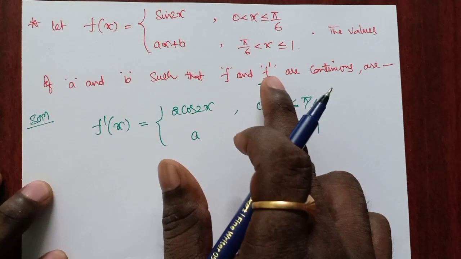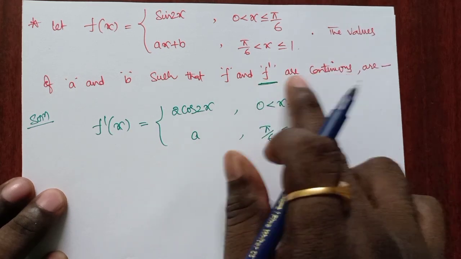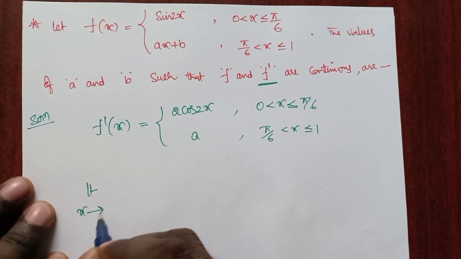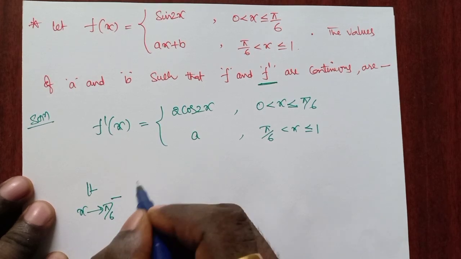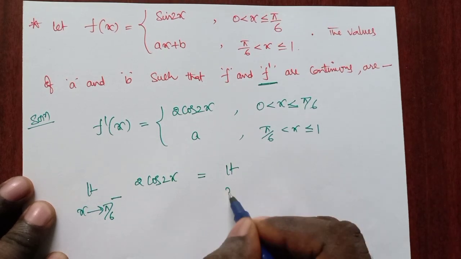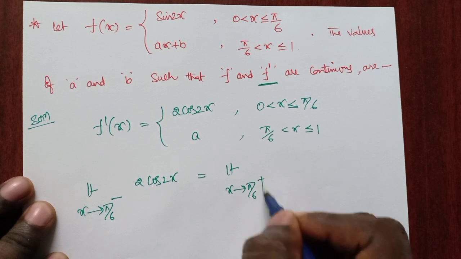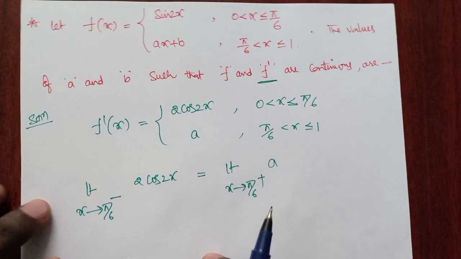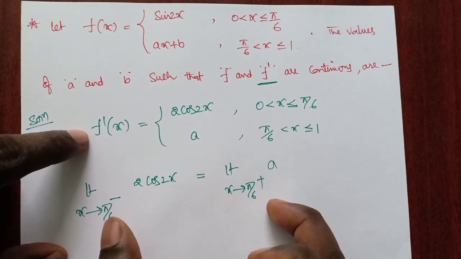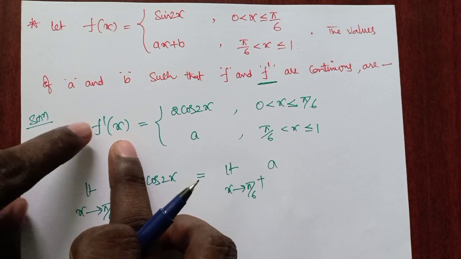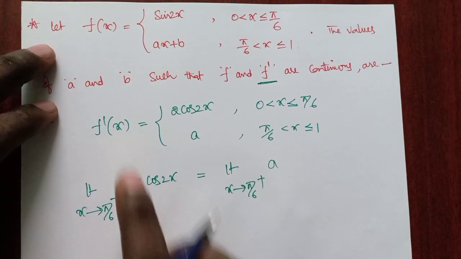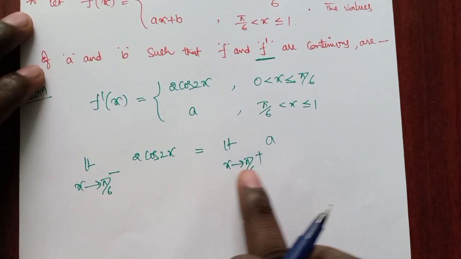clearly it is given that f dash of x is also continuous. From this, limit x tends to pi by 6 minus of 2 cos 2x is equal to limit x tends to pi by 6 plus of a. Why? Because if it is continuous, the limits are also equal. Left hand limit is equal to the right hand limit for this function, which means for the derivative. Here also we can treat it as a function. So left limit is equal to the right limit.